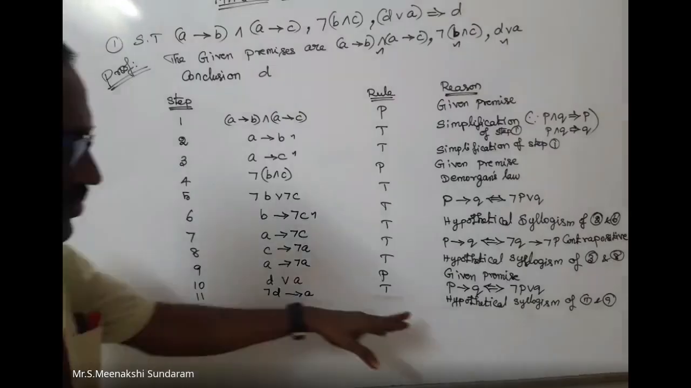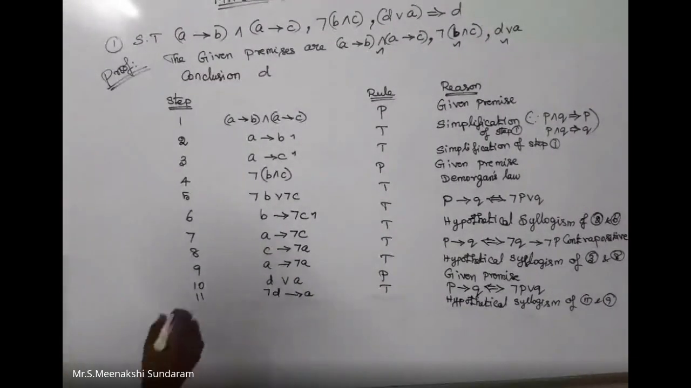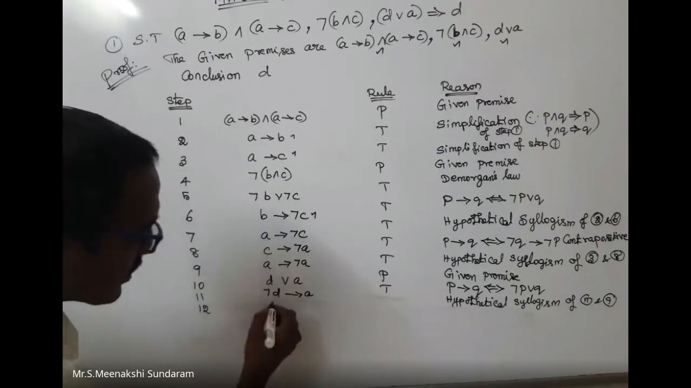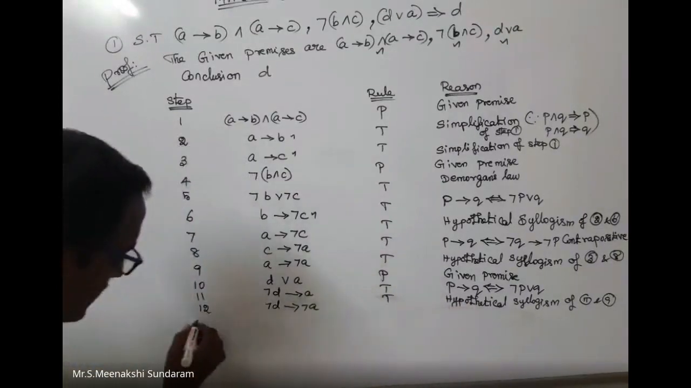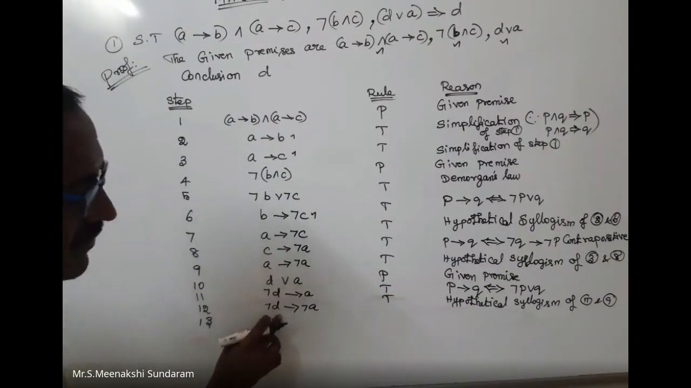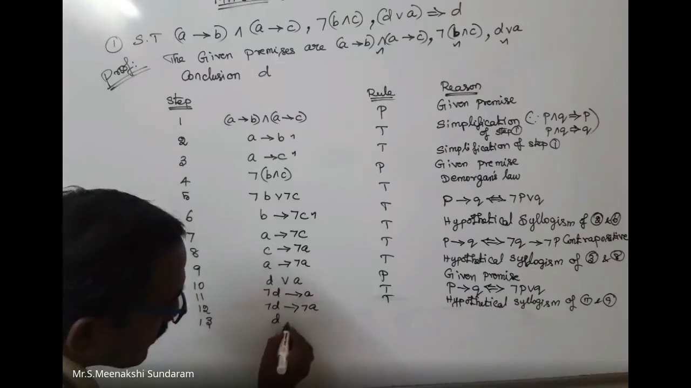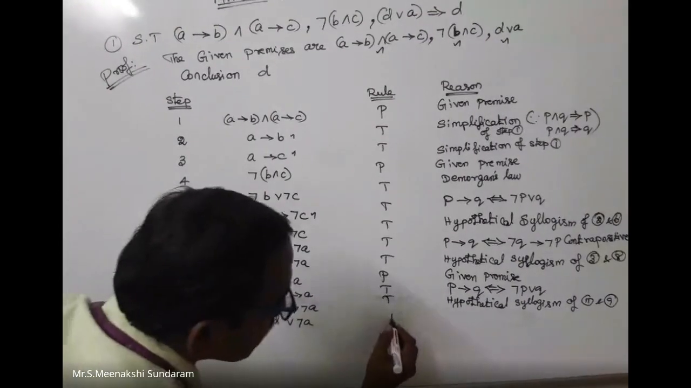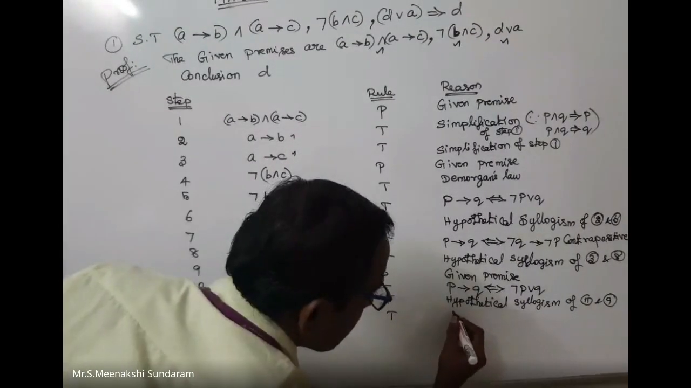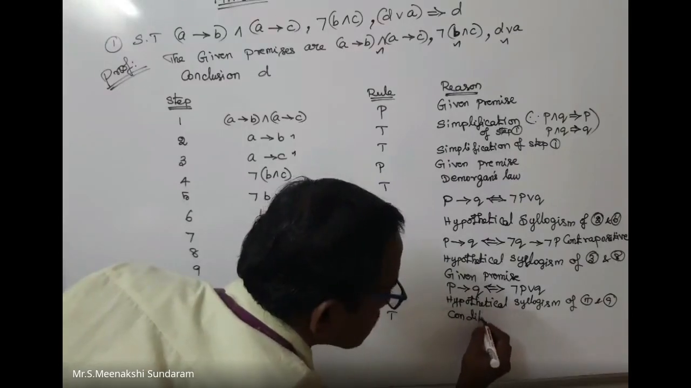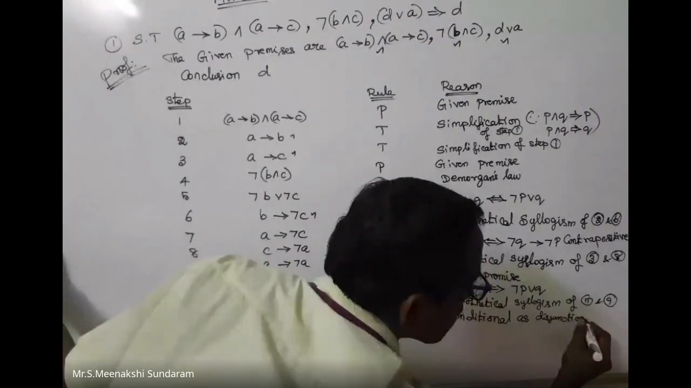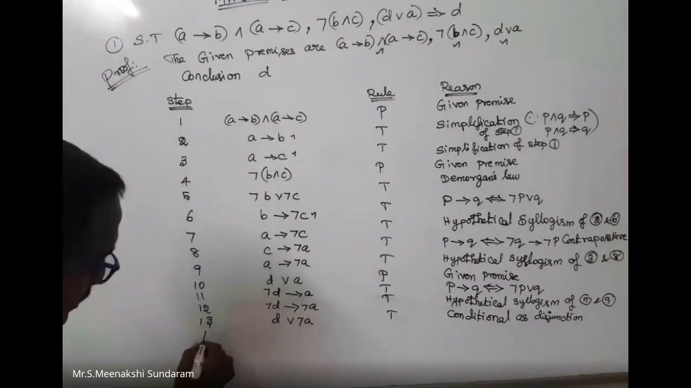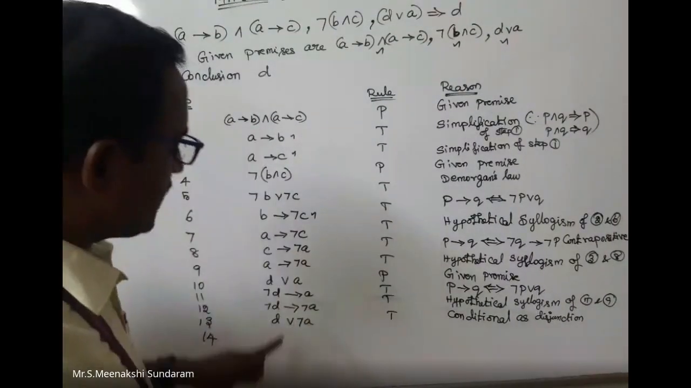So for the 11th one, we can apply hypothetical syllogism. That is the 12th step for you: negation D tends to negation A. That is the thing. The 13th one, again I can apply conditional as disjunction: D disjunction negation A. Conditional as disjunction. So the last step, again go for simplification.